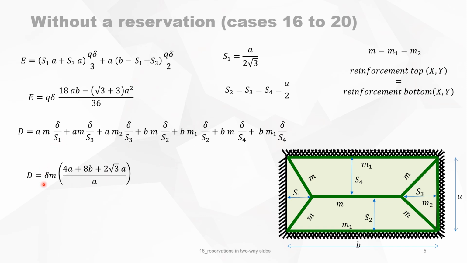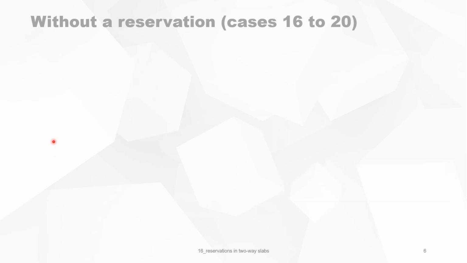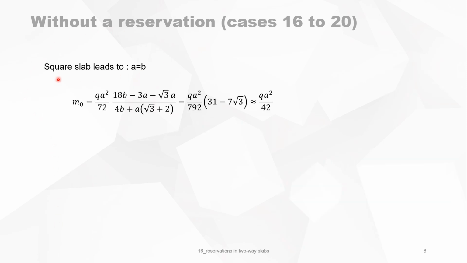We can fill in the different parameters, and then by looking at E equal to D, we get M, and the bending moment of the slab without a reservation, we call it M0, is equal to this formula. Now let's check this formula for a square slab. Then A is equal to B, and M0 becomes this value, or you can write it as qA squared over 42, which corresponds well with the value quoted in literature.